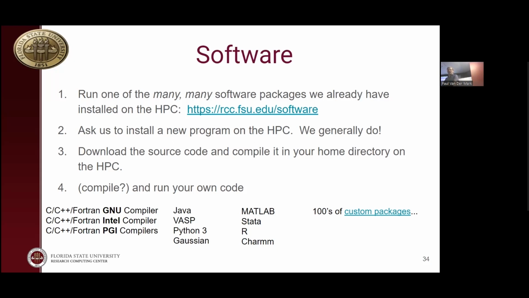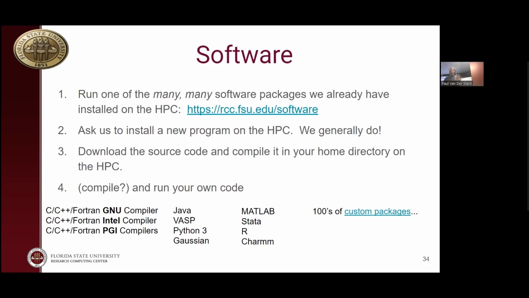Software. I mentioned that we have a lot of software on our system. On our website, the software page, you can see a whole list of versions. If there's anything missing, just ask us. We'll be happy to install it for you or help you install it in your home directory or on our central system. Of course, you can also just download it yourself and compile it yourself. And if you run into issues, we may help you with that too.